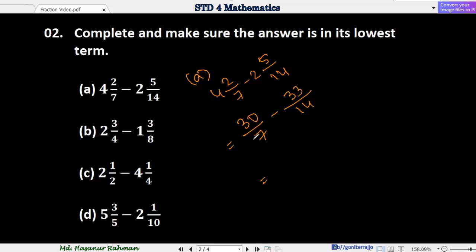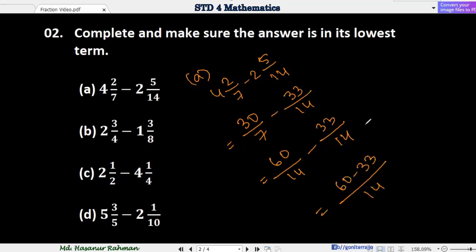So now we have to find out the LCM of 7 and 14, that is 14. Okay. So 7 multiplied by 2, that is 14. 30 multiplied by 2, that is 60. Again, minus 33 divided by 14. So the denominator is 14. So the numerator should be 60 minus 33. So 60 minus 33 should be 27 and the denominator is 14. So if we want to convert this one into mixed fraction, then we'll get 1 whole 13 by 14 will be the answer of number A.